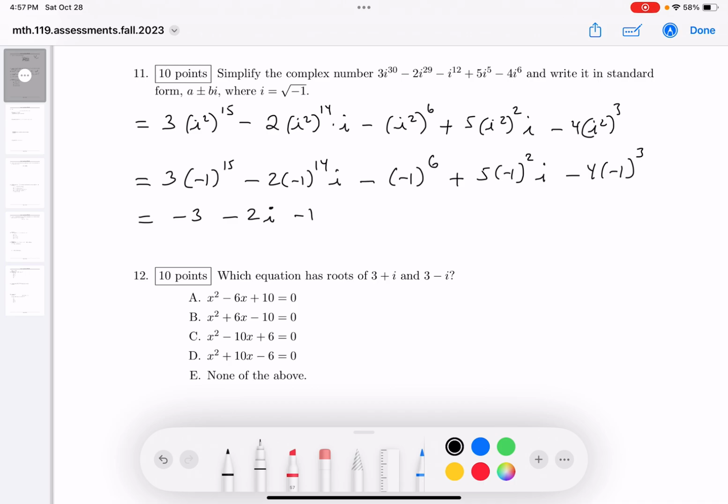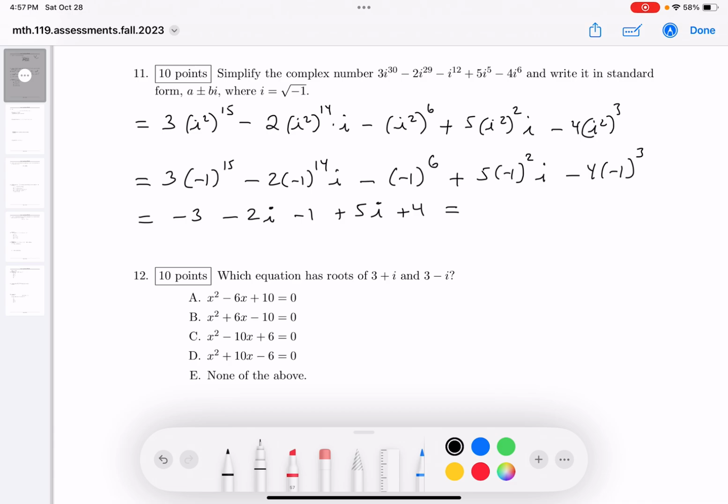All right, let's keep going. Next up, you're going to get 5i. Let's see if I did that right. -1 squared is 1, and 5 times i is just 5i. Last but not least, you're going to get -4 times -1, which is going to be +4. All right, let's add things together.